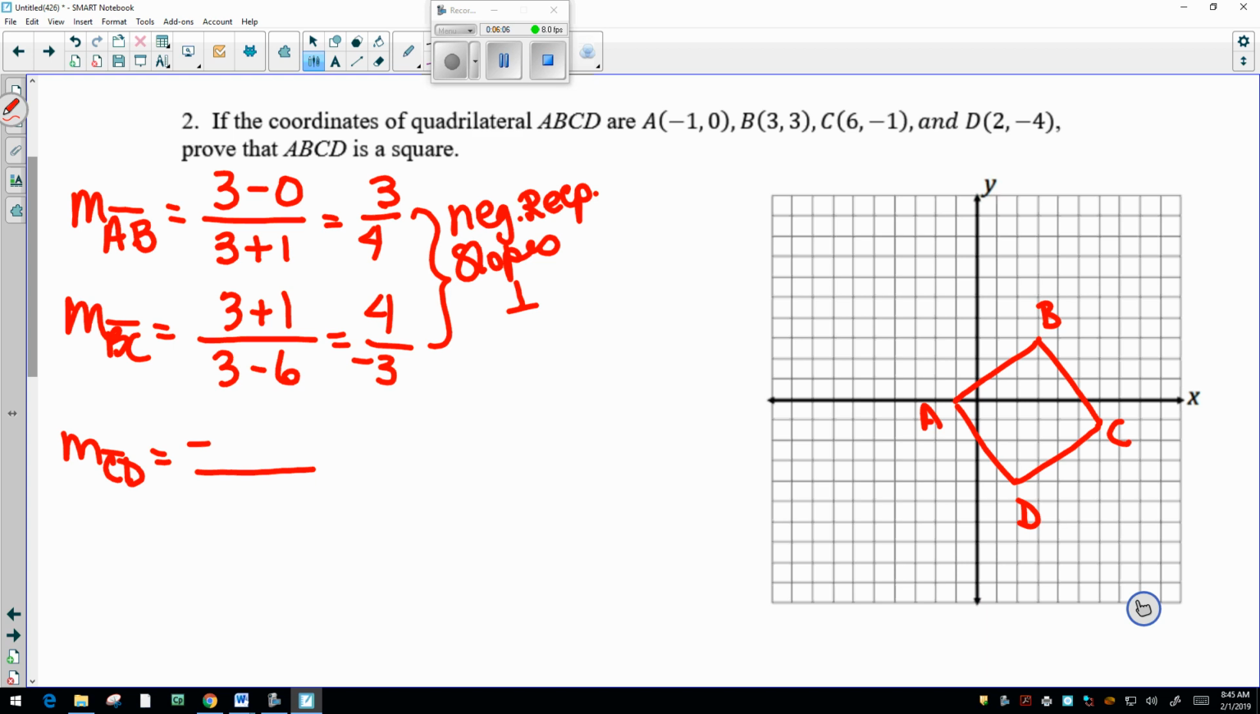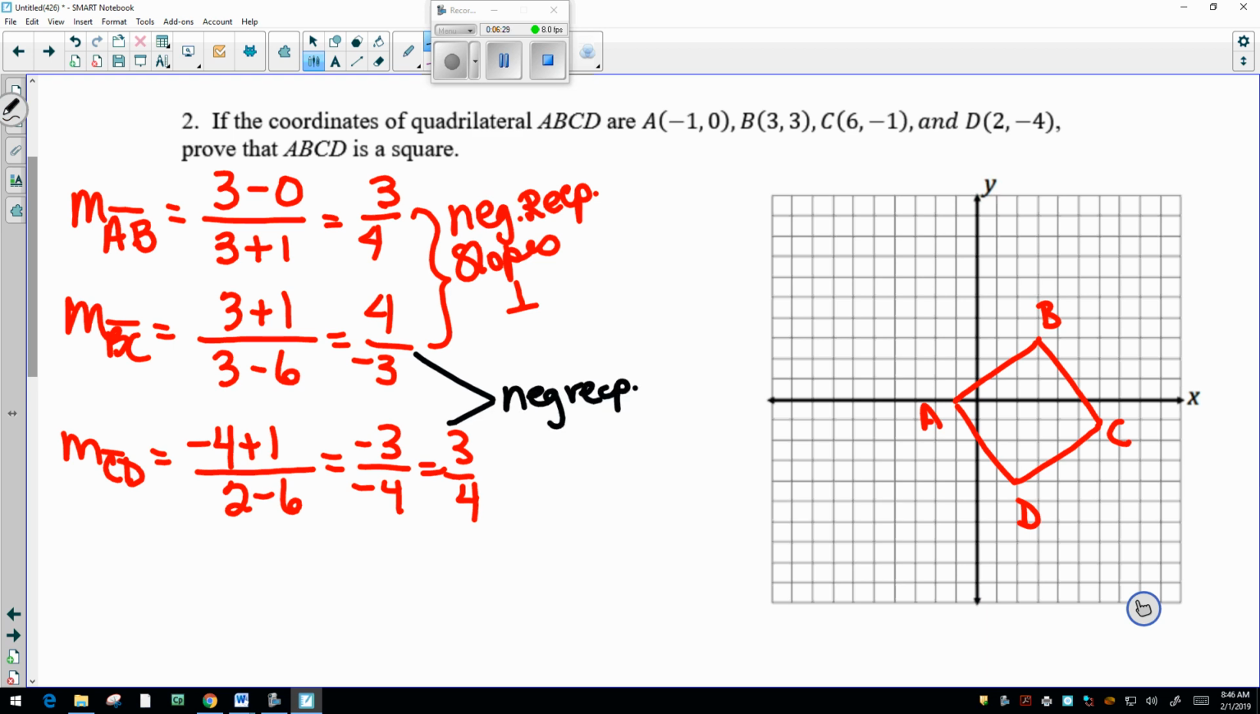Same idea, so if I plug it in, I have negative 4 minus a negative 1, 2 minus 6. And if I simplify, I get a negative 3 over negative 4, but I have to reduce my fraction, and that's going to get me 3/4. And now notice what happens. These two also have negative reciprocal slopes, meaning that they have perpendicular lines.